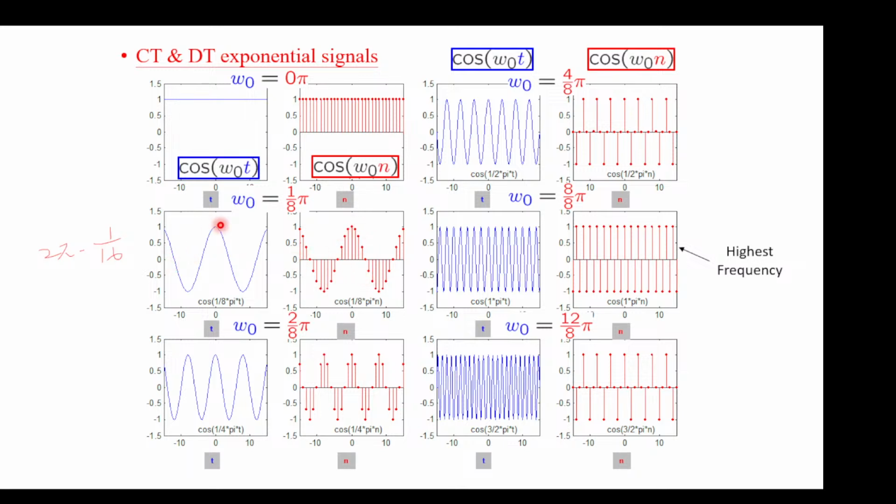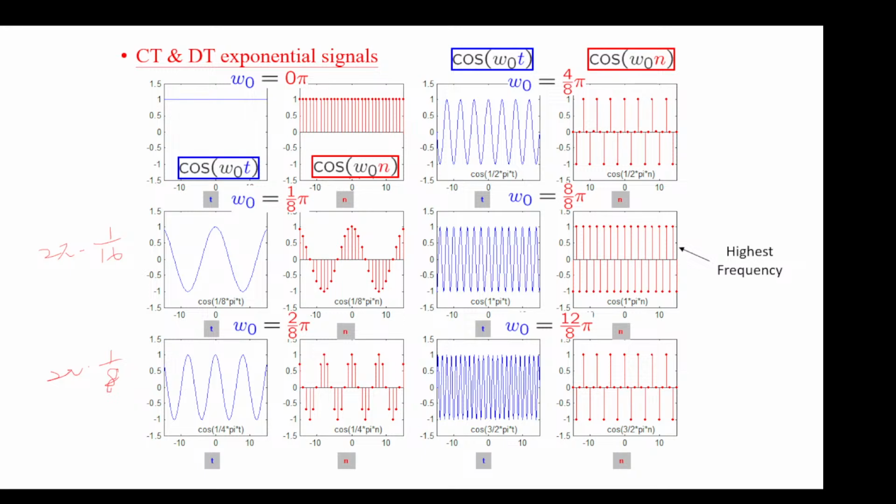Just like here, the period is this, and then omega naught gets higher, and this is 2 pi over 8. So omega naught is 2 pi times 1 over 8, and so your n should be 8, from here to here. So you should have 4 points here, 4 points here, and the period is 8. Okay, and then we have even higher and higher frequency.